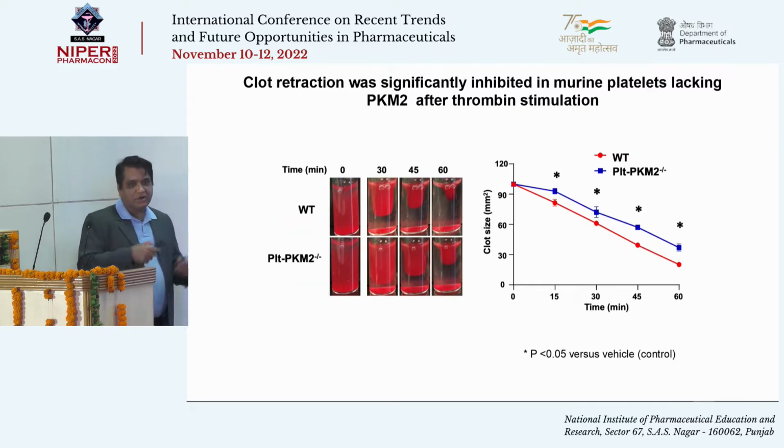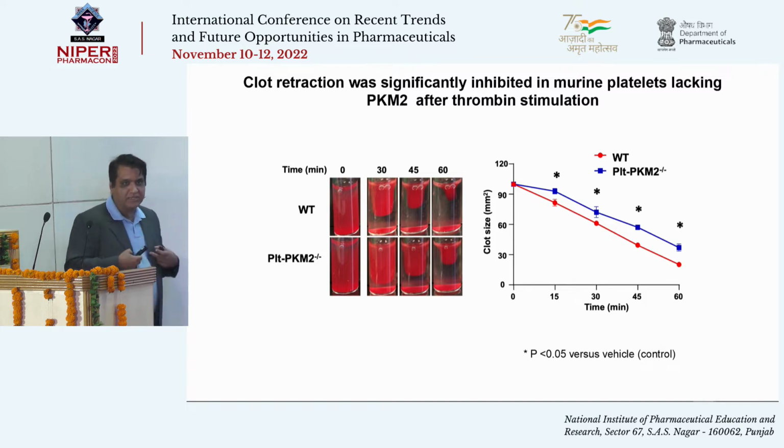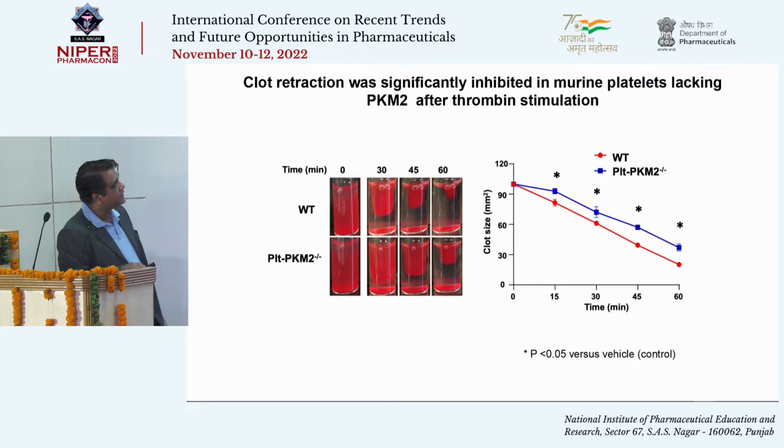Then we look at clot retraction, which is an assay to understand integrin outside-in signaling, because fibrinogen binds to integrin and leads to outside-in signaling. These are the wild type platelets at different time points, and this is the platelet-specific PKM2 deficient mice. You can see that clot retraction was inhibited in the murine platelets lacking PKM2 after thrombin stimulation.